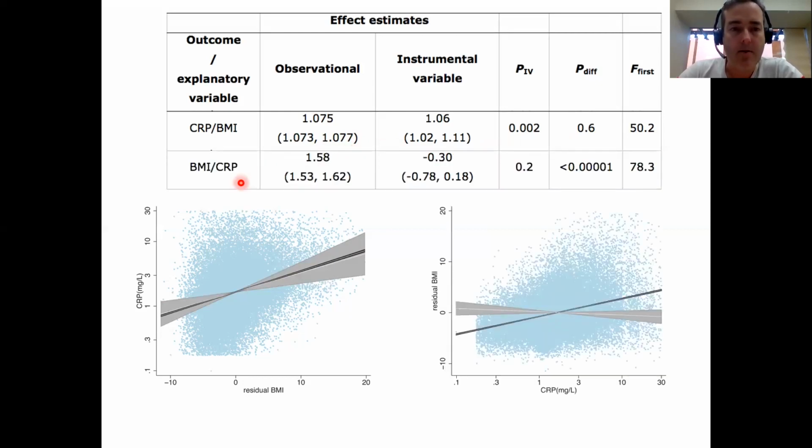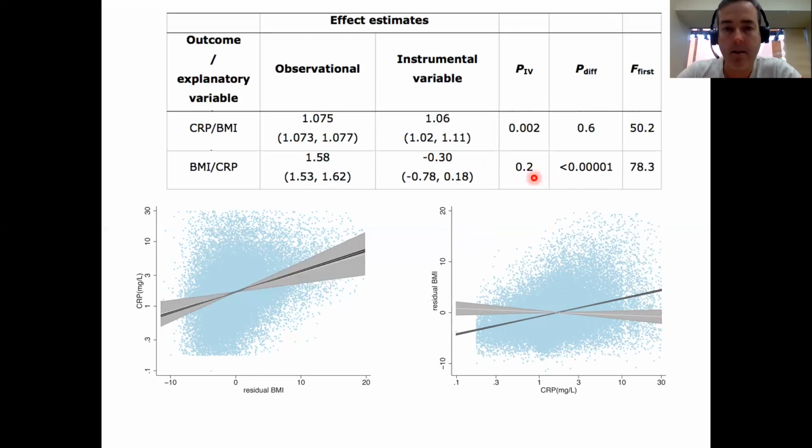Let's look at the reverse now. So now BMI is our outcome, and we're looking to see whether CRP levels causally affect BMI. Again, if we were to just regress BMI on CRP levels, we would get an observational regression coefficient of 1.58 with these confidence intervals. So that's again these two black lines very close together. However, when we do our Mendelian randomization analysis, the IV estimate is very different from that. It's minus 0.3 with these wide confidence intervals. That corresponds to this white line with the gray shaded area representing the confidence intervals.